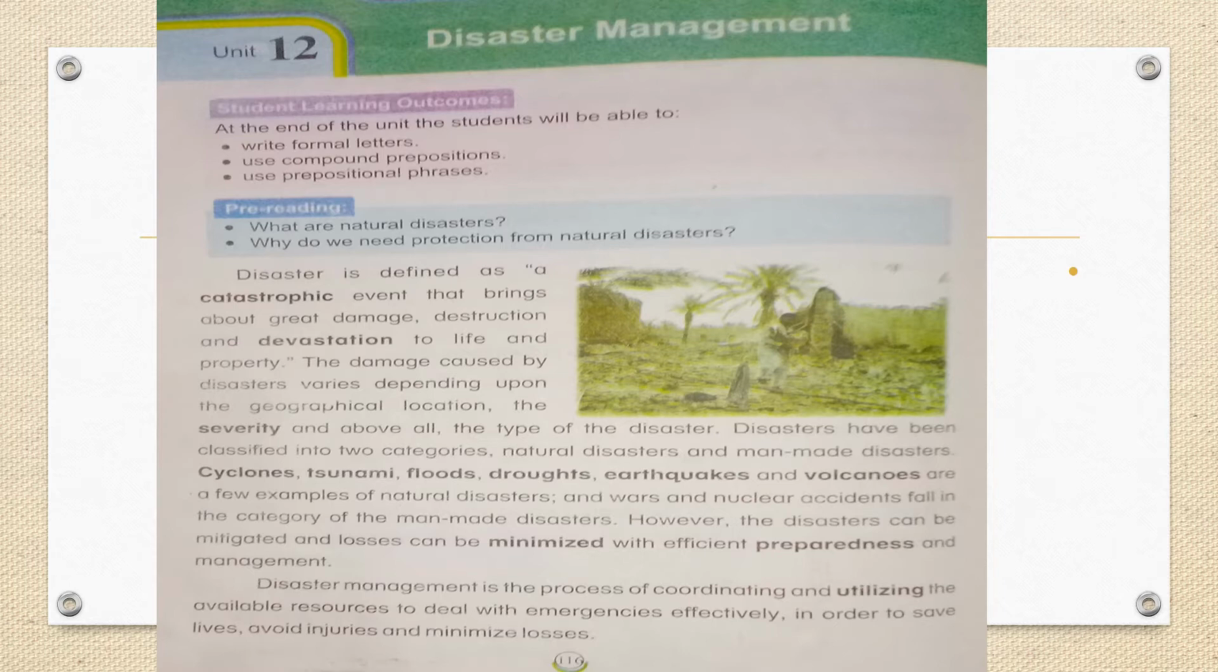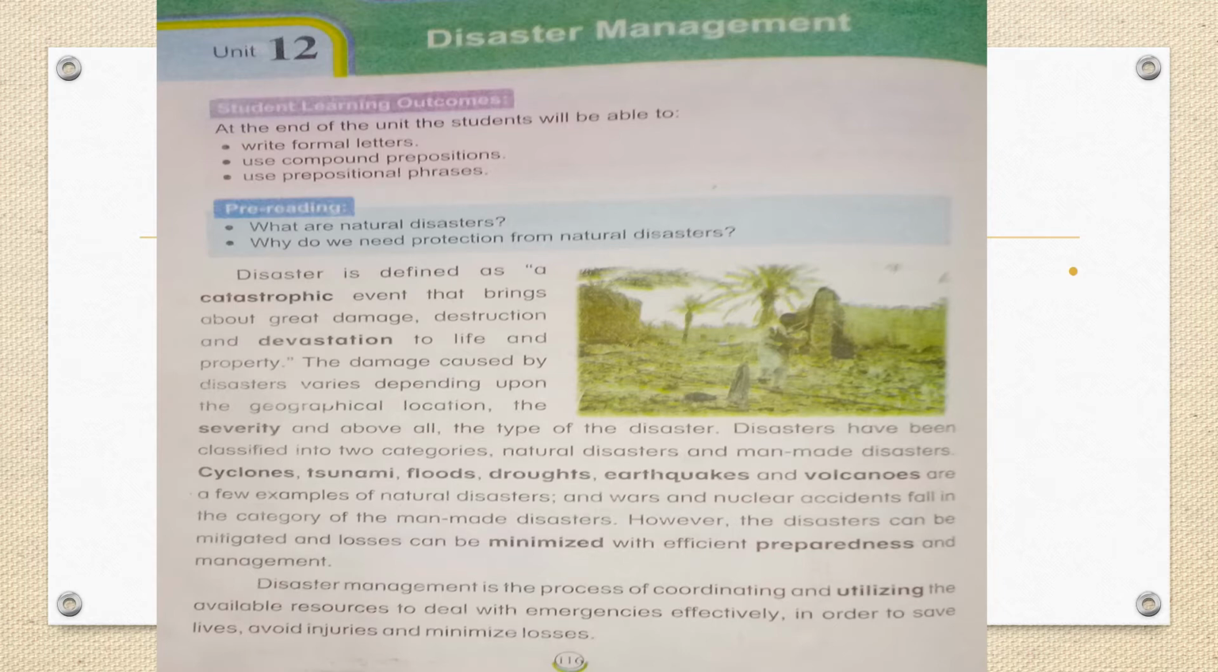Disaster management means to manage something, and disaster means the event that comes suddenly, like flood and other things: earthquakes, droughts, floods, cyclones, etc. We will discuss them later in the chapter. So, start. Disaster is defined as a catastrophic event that brings about great damage, destruction, and devastation to life and property. The damage caused by disaster varies depending upon the geographical location, the severity, and above all, the types of disaster.